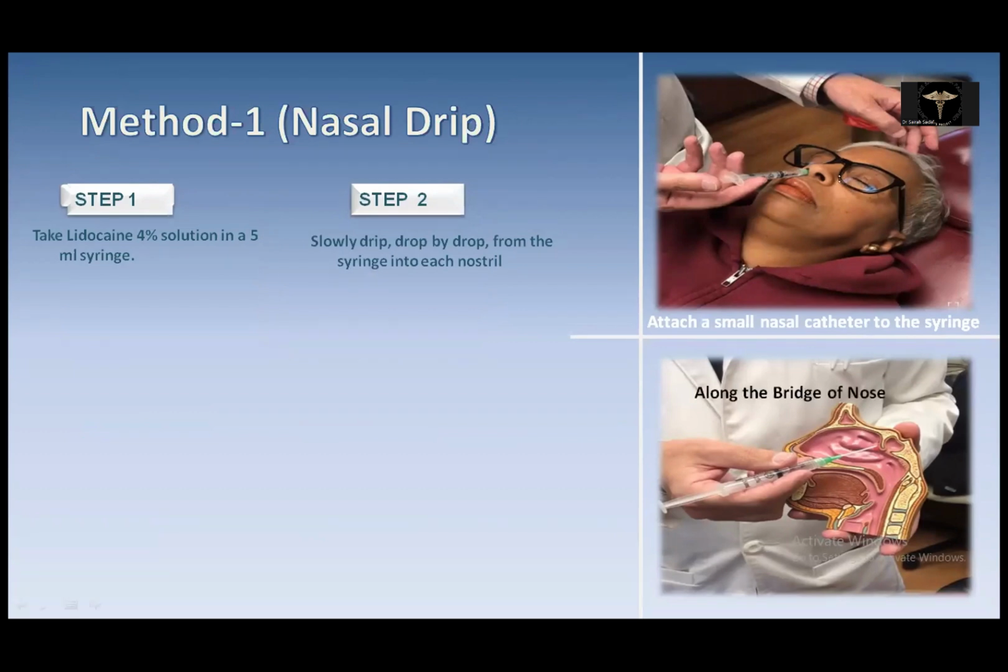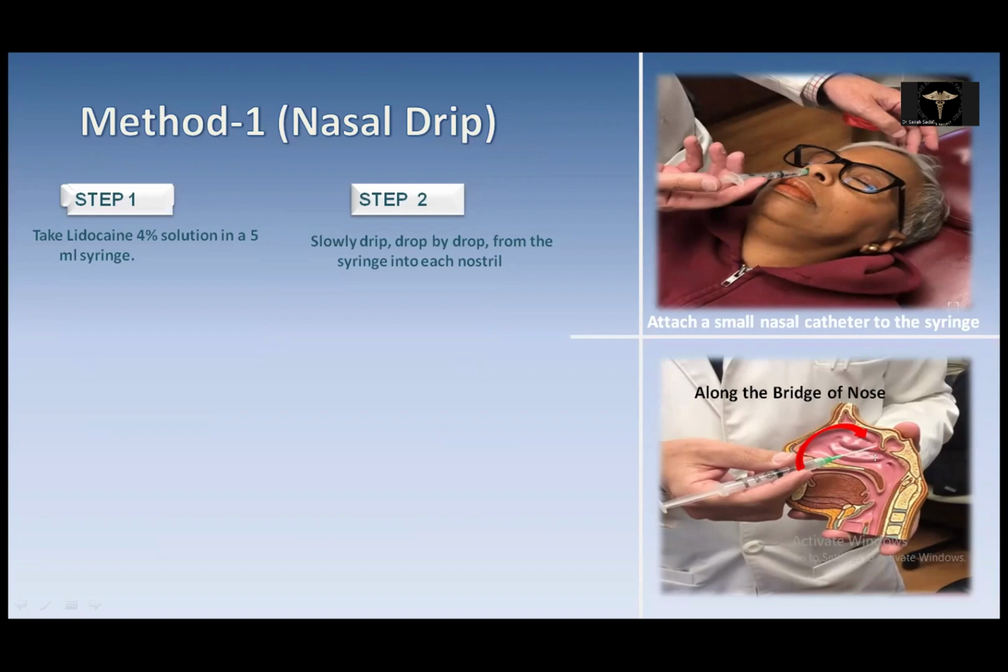You just have to make sure that the length of the catheter is maximally inside the nostril along the bridge of the nose, so that when you inject the drug through the soft catheter, it's not a needle, it's a catheter, it will trickle down from here to here because of gravity and the patient's position.